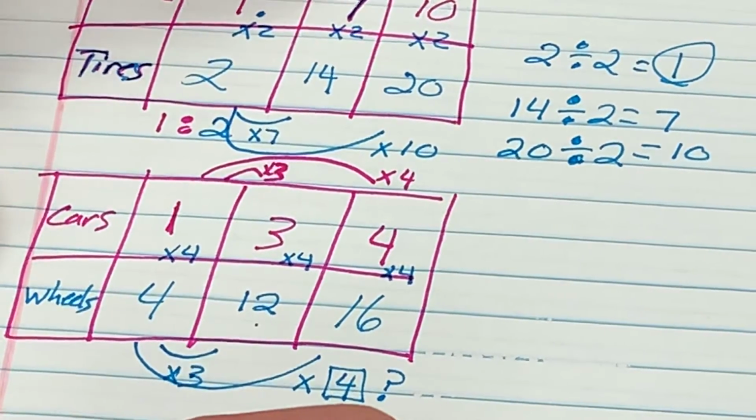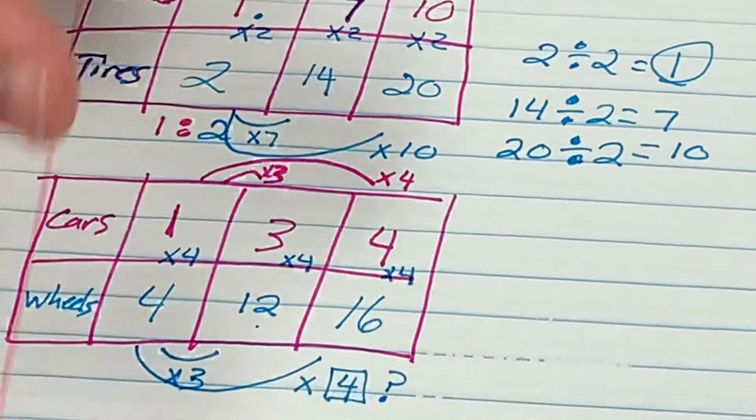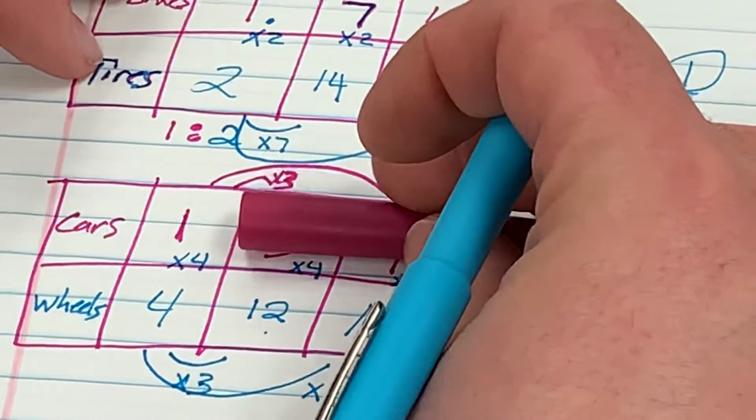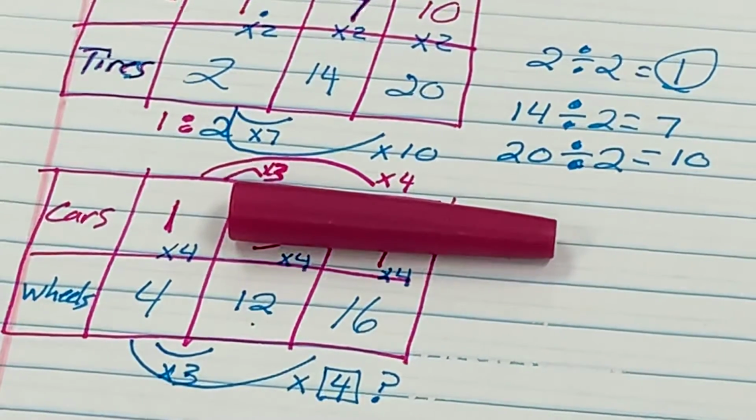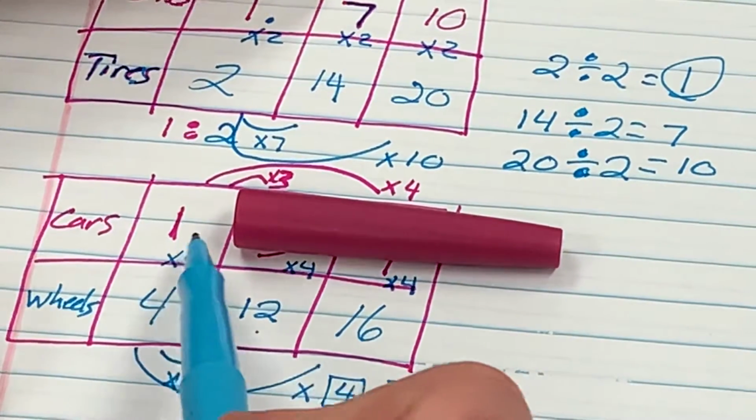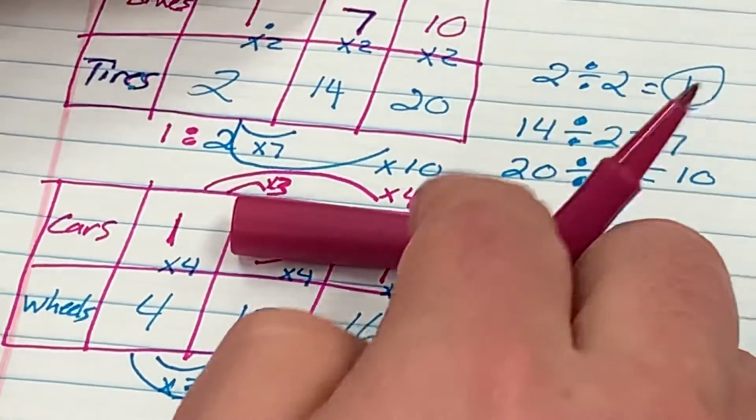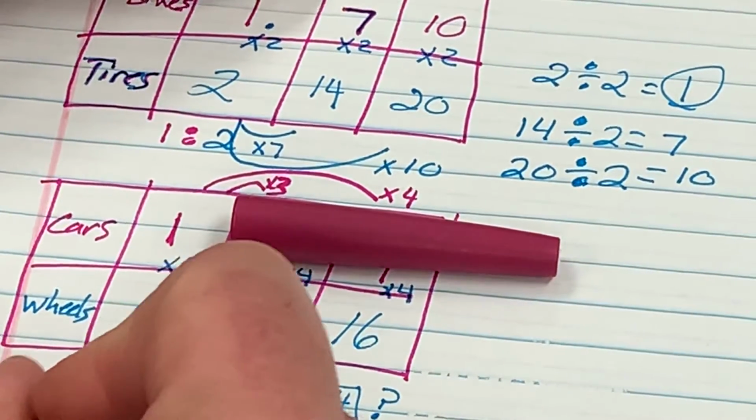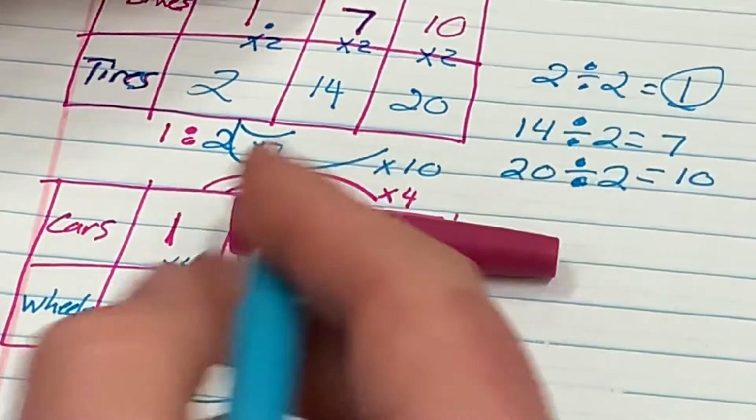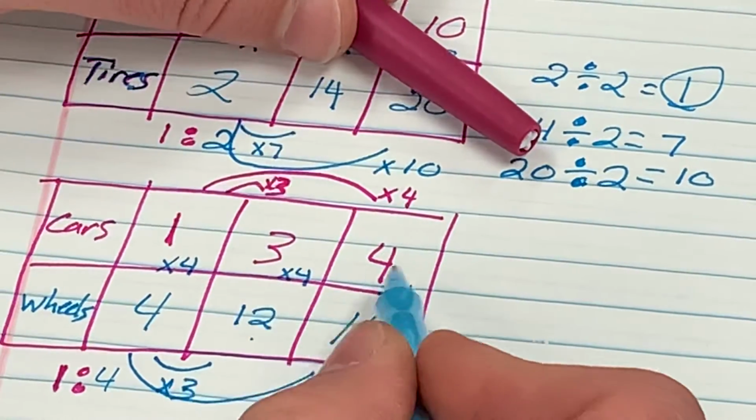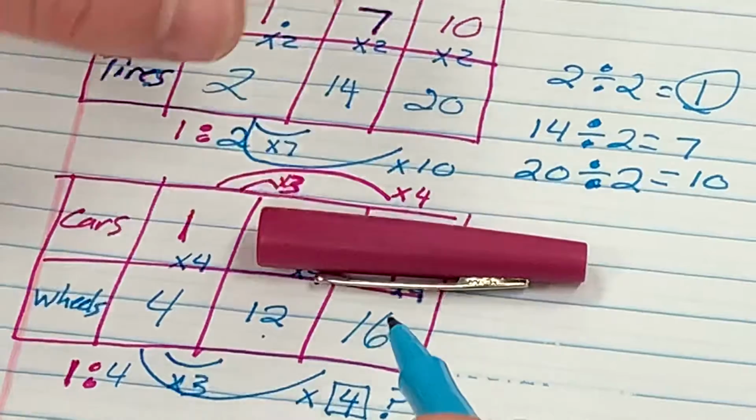The last way would be if we divide. So if we covered up, let's say we're going to cover up these top 2 answers, and we don't know what those are. And I know that relationship is 1 car for every 4 wheels. So my beginning ratio is 1 to 4. My ratio on the second one would have been 3 to 12 and 4 to 16.